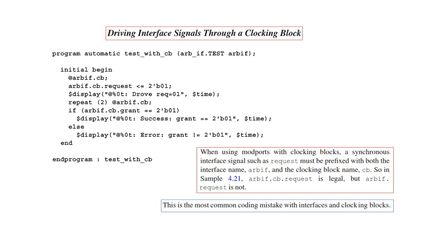This point we already discussed. While using clocking blocks, if you want to refer to any signal, you must use the notation interface dot clocking block dot that particular signal. This is the correct notation to be used. This is legal, and if you do not use the clocking block, it will give an error, because whenever you use clocking blocks in the interface, you must always follow this type of notation for the signals.